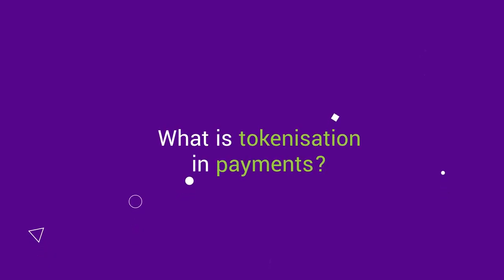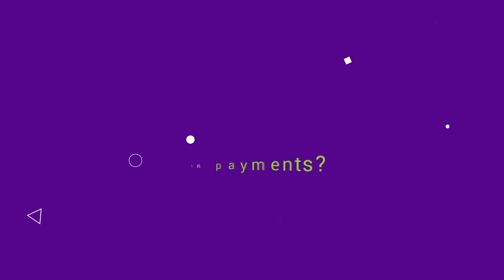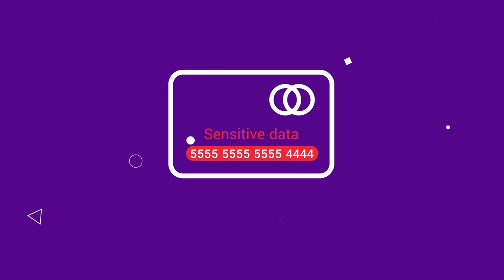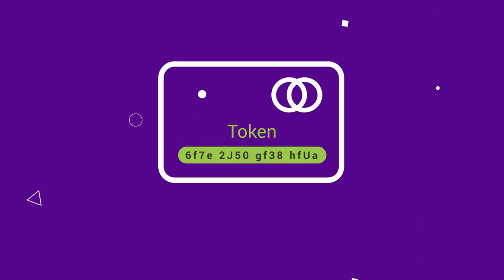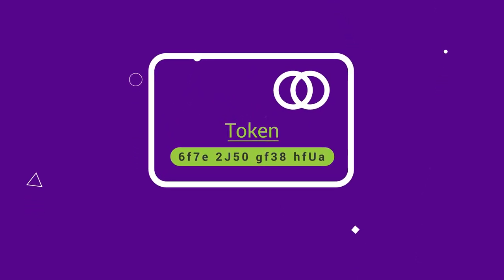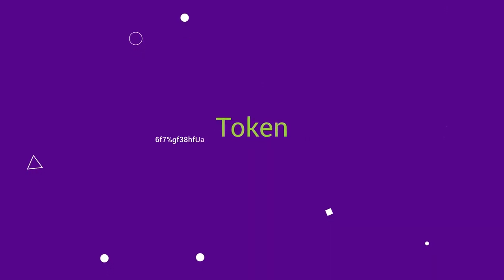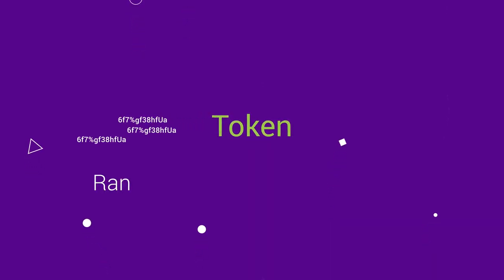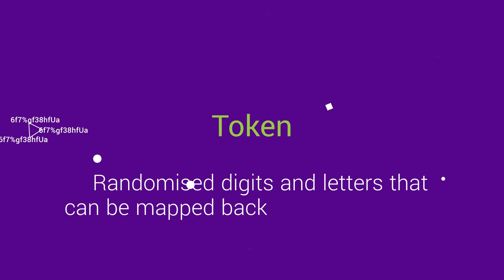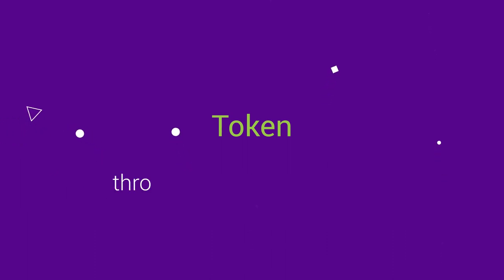What is tokenization in payments? In general, tokenization is the process by which sensitive data are replaced by a non-sensitive equivalent, also known as a token. A token is an identifier, a specific series of randomized digits that can be mapped back to the original sensitive data through a tokenization system.